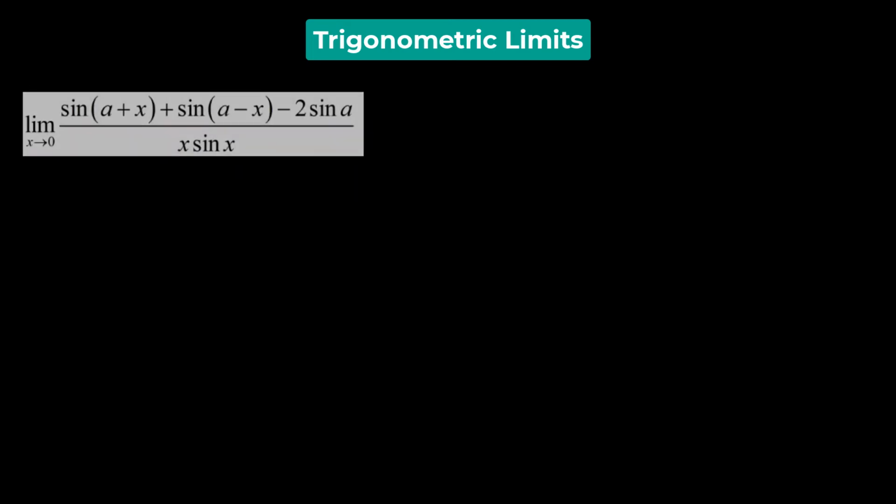Let us do another problem. So in this particular question, we are going to use the identity. So we'll consider the first two terms, sine a plus x plus sine a minus x. So we're going to combine it using the identity, the sine of a plus sine of b equals 2 times sine of a plus b over 2 times cosine of a minus b over 2.